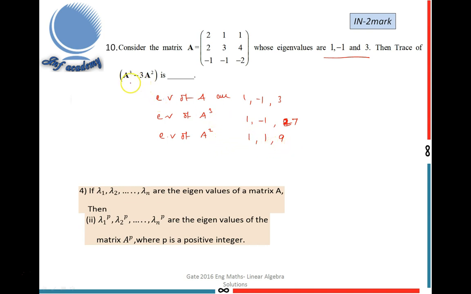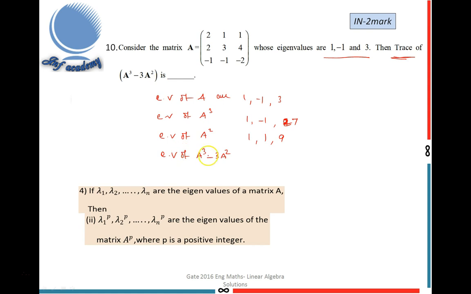But you have to find the eigenvalues of A cube minus 3A square. So next I find the eigenvalues of A cube minus 3A square. Why do I find these eigenvalues? Because the sum of the eigenvalues of the matrix A is equal to the sum of the principal diagonal elements, which is also called the trace. I have to find the trace, so first I find the eigenvalues of that matrix, then adding the eigenvalues we get the trace of that matrix.